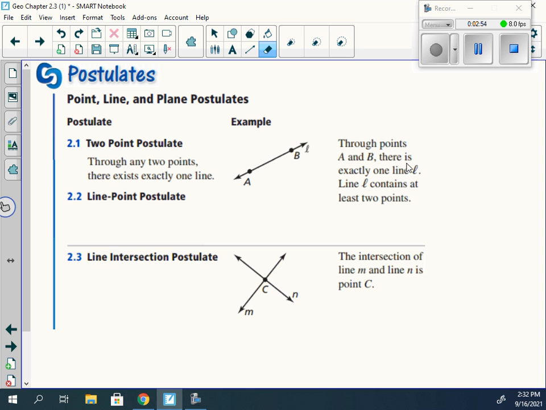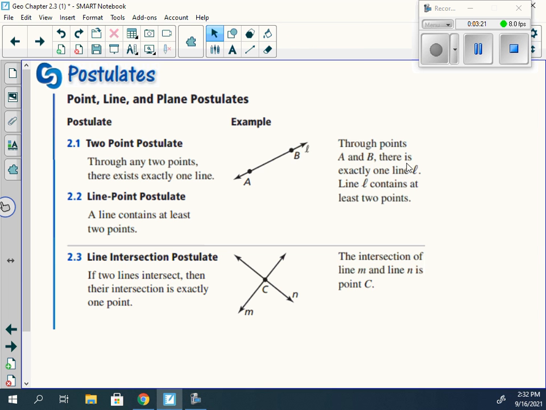Now the line point postulate states almost kind of going the other way around. If a line exists, then it contains at least 2 points. That's the line point postulate. So if I have line L, then there exist at least 2 points on it. That's it. The line intersection postulate states if 2 lines intersect, then their intersection is exactly 1 point. So given lines N and M, they intersect at point C.